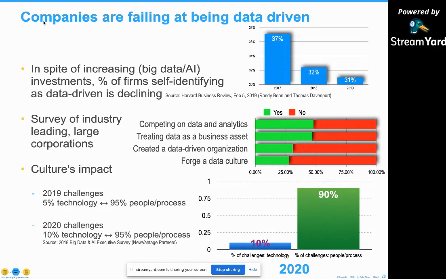I did another study a little later after that, at the beginning of this year, and it's 10%. But you can see technology is not where the bulk of these things go. It is really much more about the people and the process sides of things than it is the other.